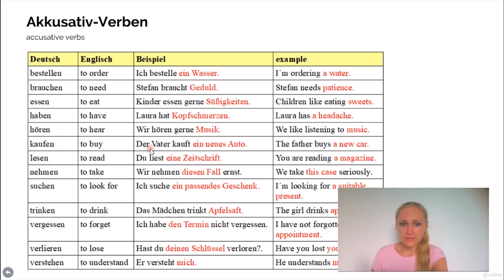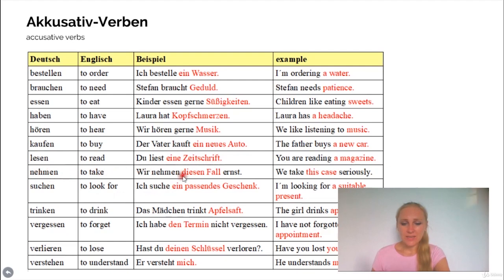Kaufen, to buy. Der Vater kauft ein neues Auto. Auto is neutral, it's das Auto, so we use the indefinite article ein. Now here, don't get too confused, because of this word. New means neu. We are declining in German all adjectives if they are standing before a noun. But this is what we will learn in the A2 level. Just for you to keep this in mind, the adjectives we always have to decline to the grammatical case and also to the gender of the noun. Lesen means to read. Du liest eine Zeitschrift means you're reading a magazine. So here this is the accusative object.